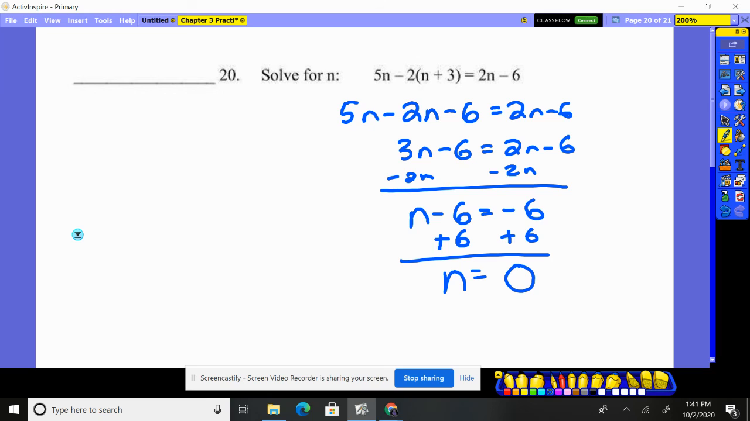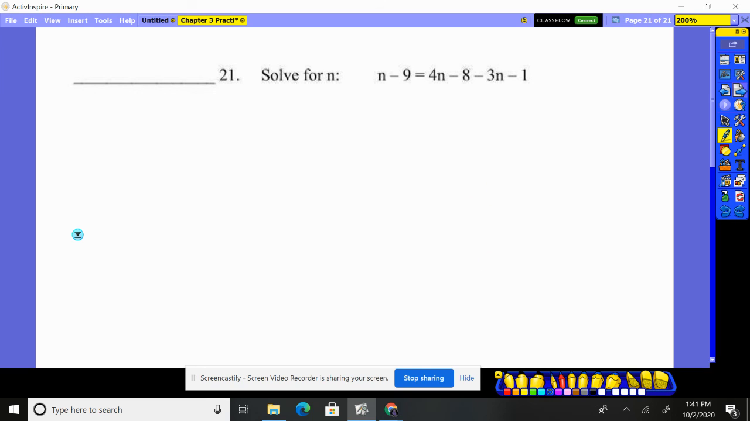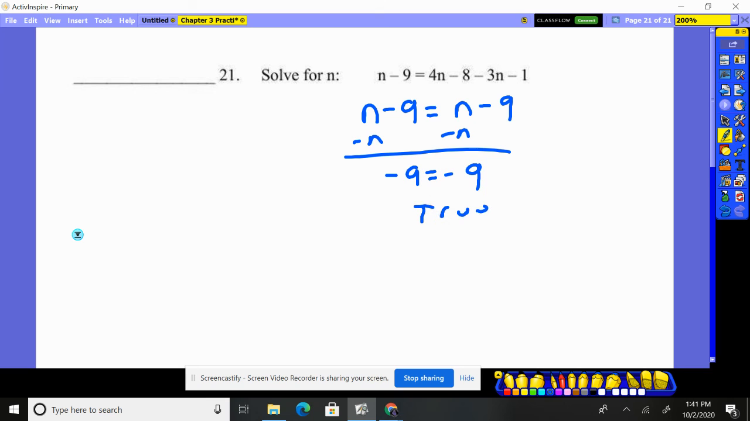So again, the n's didn't disappear, so it's not one of those special situations where it's going to be no solution or infinite number. Well, let's see with our very final problem what happens here. N minus 9 equals 4n minus 3n. N, lose 8, lose 1. Looks like they're the exact same. We get a true statement. If you get a true statement, that's always true. That means everybody's going to work. So there's an infinite number of solutions. There you have it.